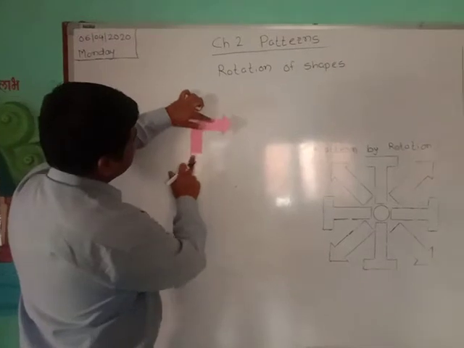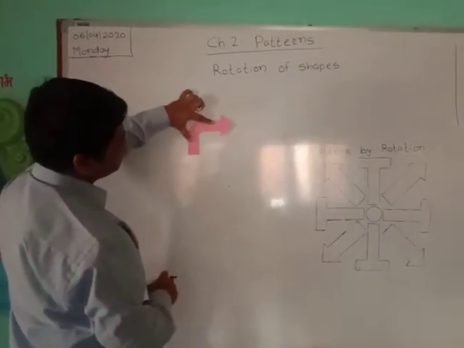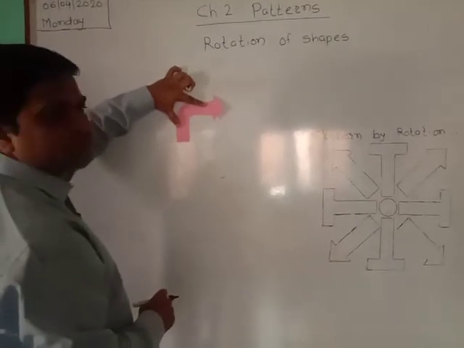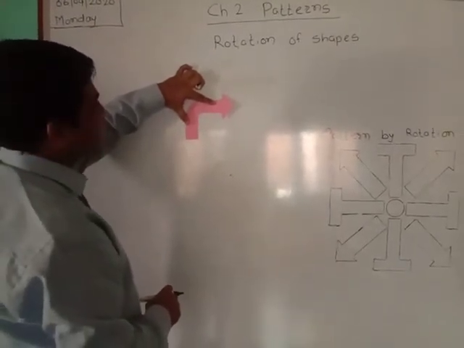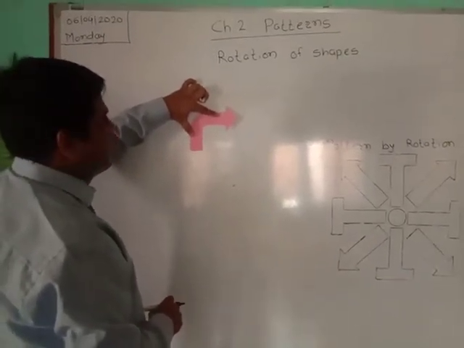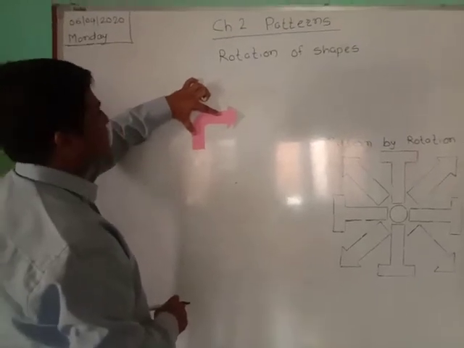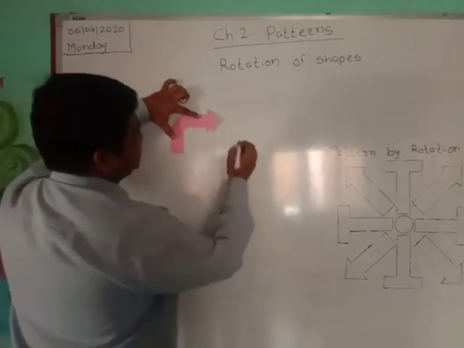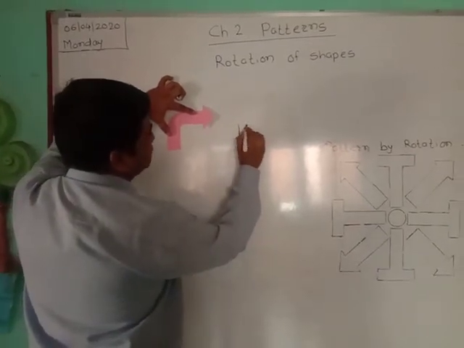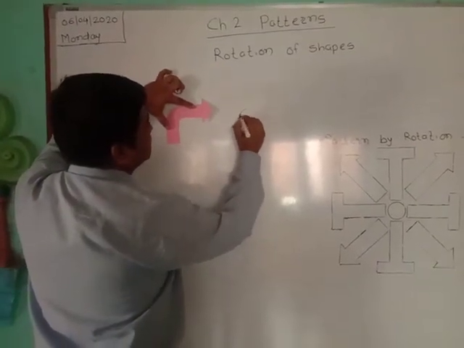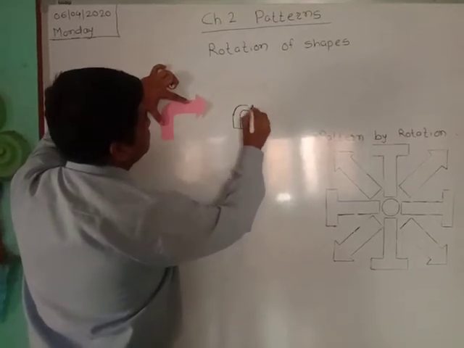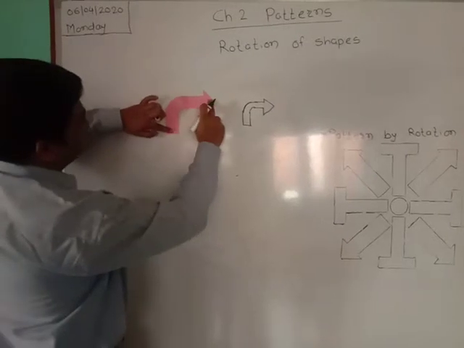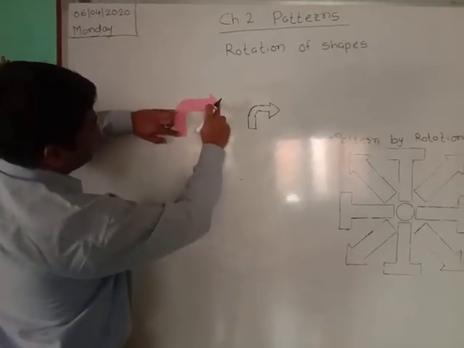Now you might have seen this arrow on the road signs where it shows a sharp rightward turn or 90 degrees turn. So let's try to rotate this figure in clockwise direction. First, the initial position will be like this. Now, I am going to rotate it through 90 degrees.